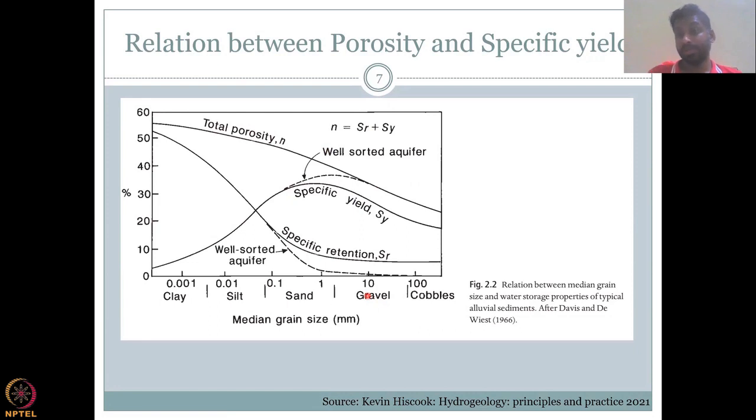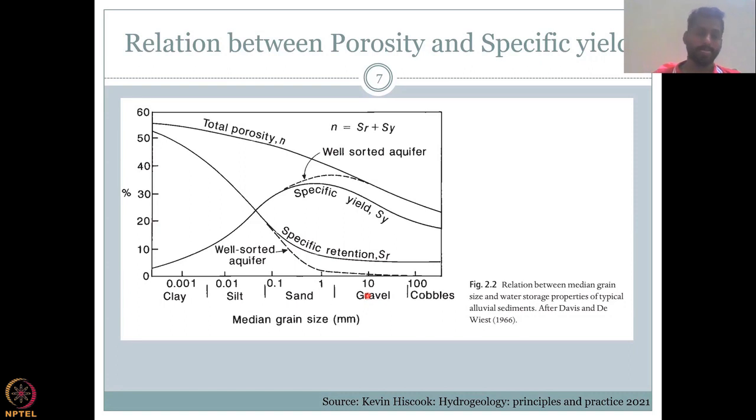Especially in gravels in beaches. You have big, big rocks along the beach, and when water comes in, it just goes down. There's nothing; the water is stored in the gravels. It just flows down, which means your retention is zero.